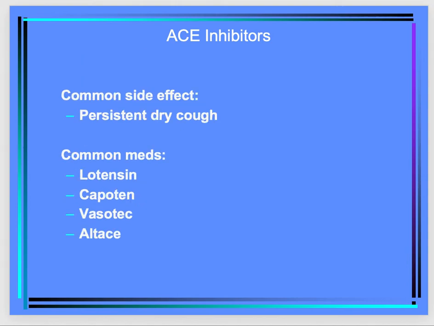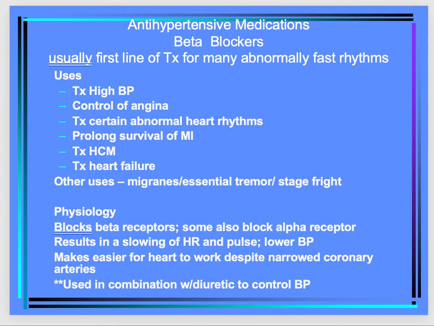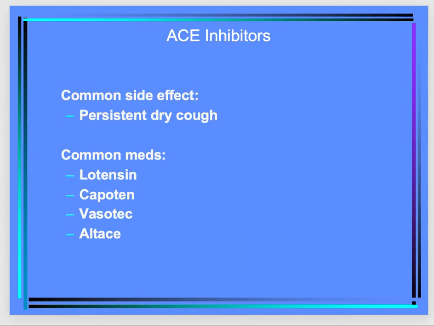This is just a small list of ACE inhibitors, right? Lotensin, Capoten, Vasotec, Altace. The problem with ACE inhibitors, you see this all the time in cardiac rehab, is patients complain of a dry, annoying cough. That dry cough is usually caused by an ACE inhibitor. So when you think about an ACE inhibitor, that's all I want you to know, right? I'm not going to ask you to memorize medicine. I just want you to know that it's a vasodilator, used to lower blood pressure, increase quality of life post-MI. The dry cough is a common one.